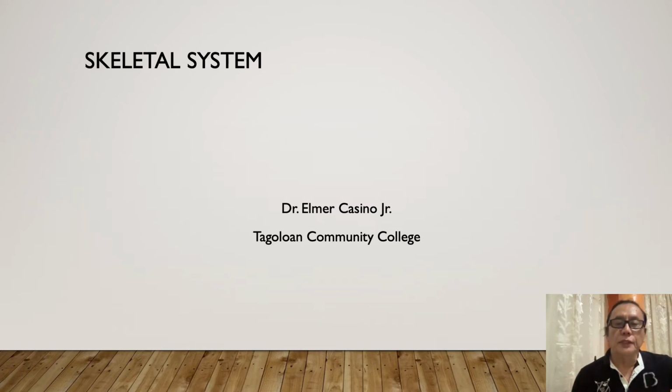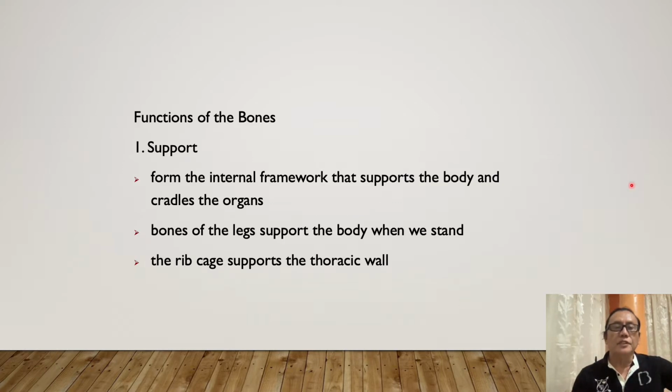We are down to the next system, which is your skeletal system. And this refers to the 206 bones of the body. Before we identify their structure, let us try to know the important functions of the bones. First, we have support, because the bones provide an internal framework of the body. Imagine if you don't have bones, then you cannot stand, you cannot sit, and you cannot walk.